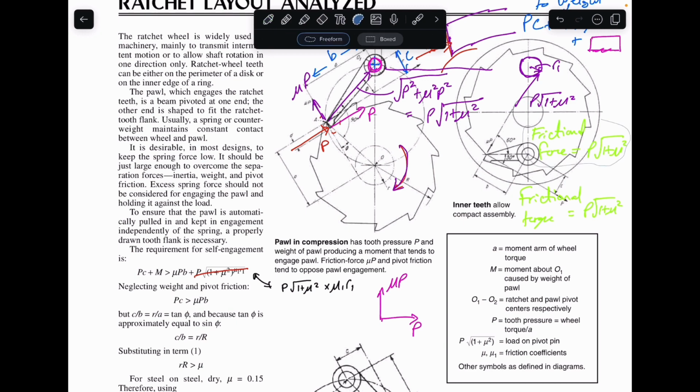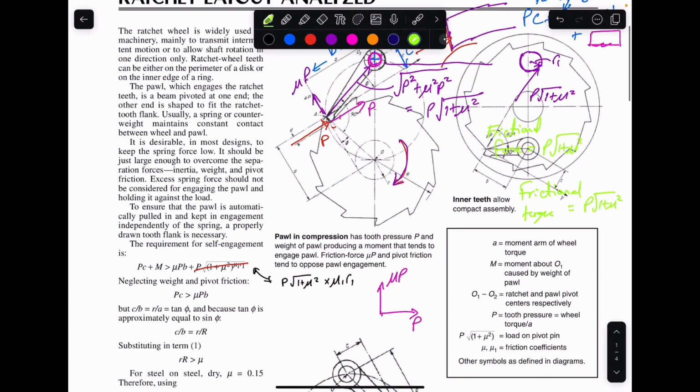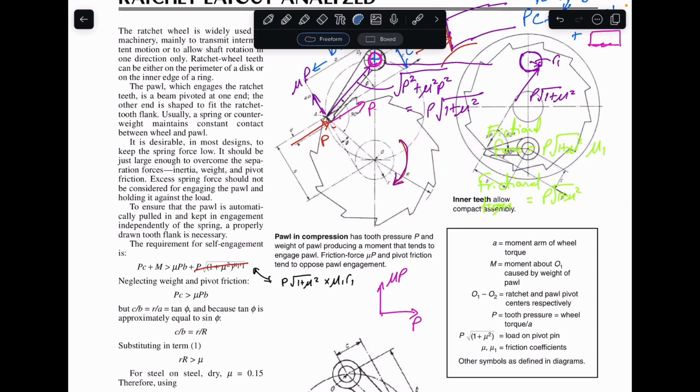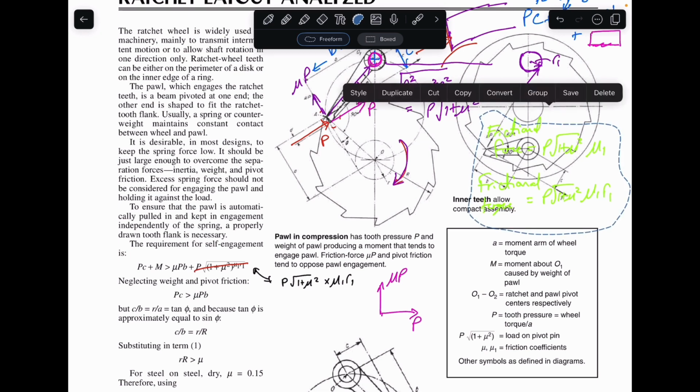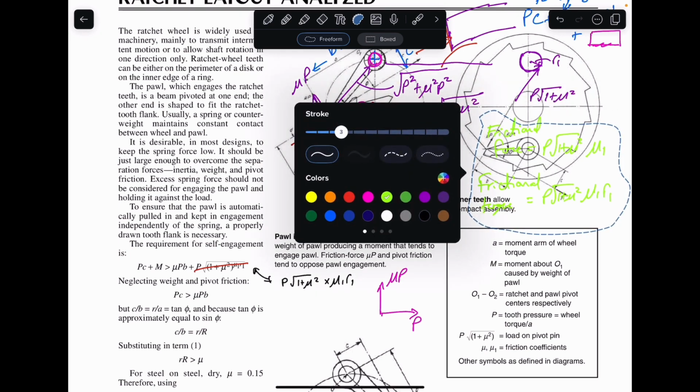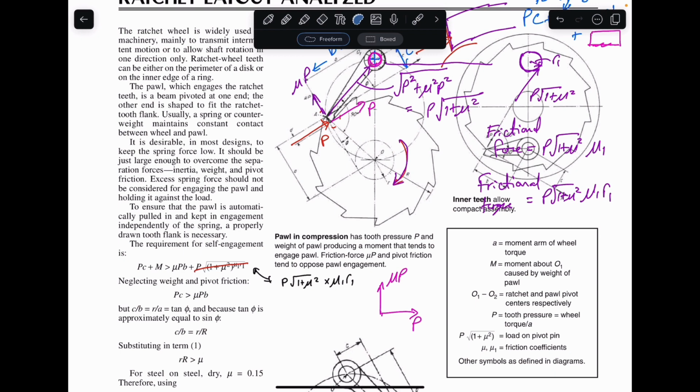So this is the frictional force times, we forgot the mu1 here. That's the coefficient of friction between the pawl and the shaft. So that entire frictional torque will be that times R1. Let's make this a little clearer for you all to see. So that is, again, the opposing torque. So that is what we have here now.